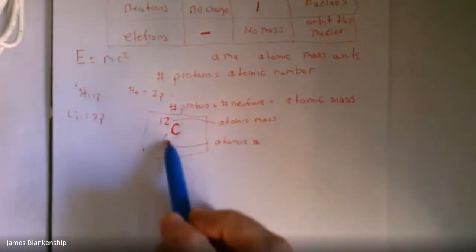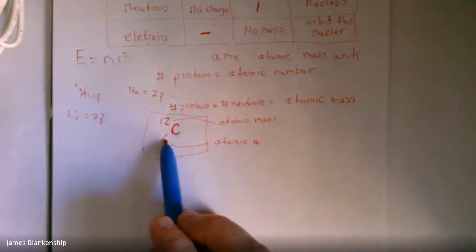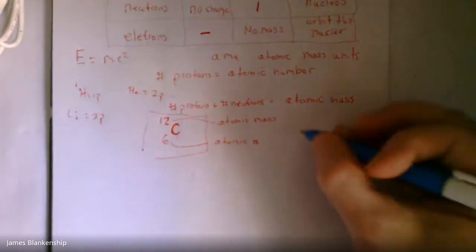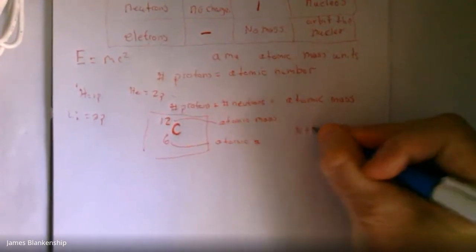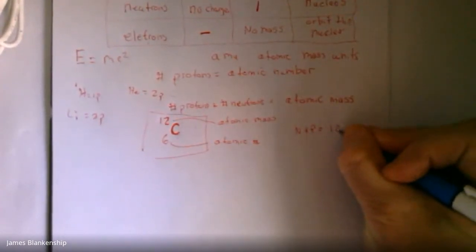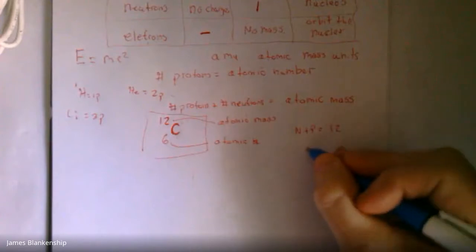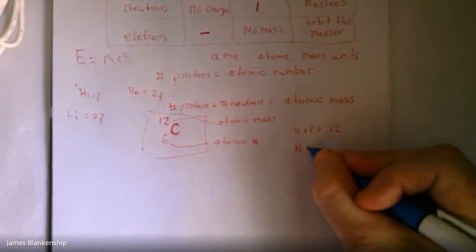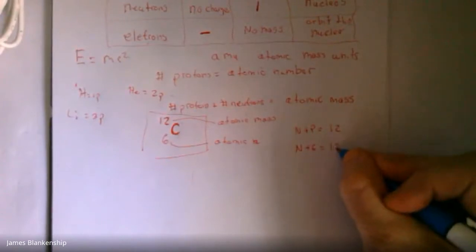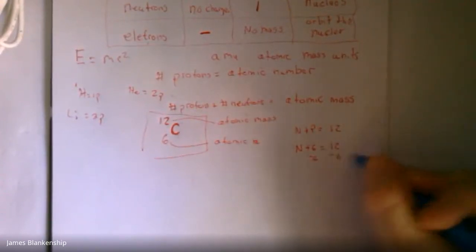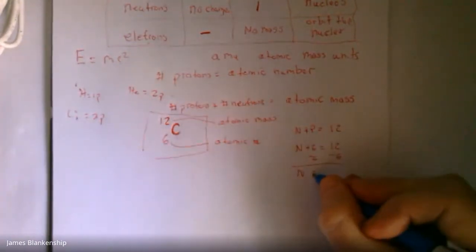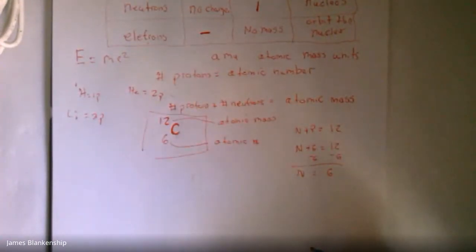They could give you a problem asking how many neutrons are in here. We know neutrons plus protons equals 12. Because I know that it's carbon and all carbons have 6 protons, neutrons plus 6 equals 12. Subtract your 6, subtract your 6, and you know that in carbon 12 you would have 6 neutrons.